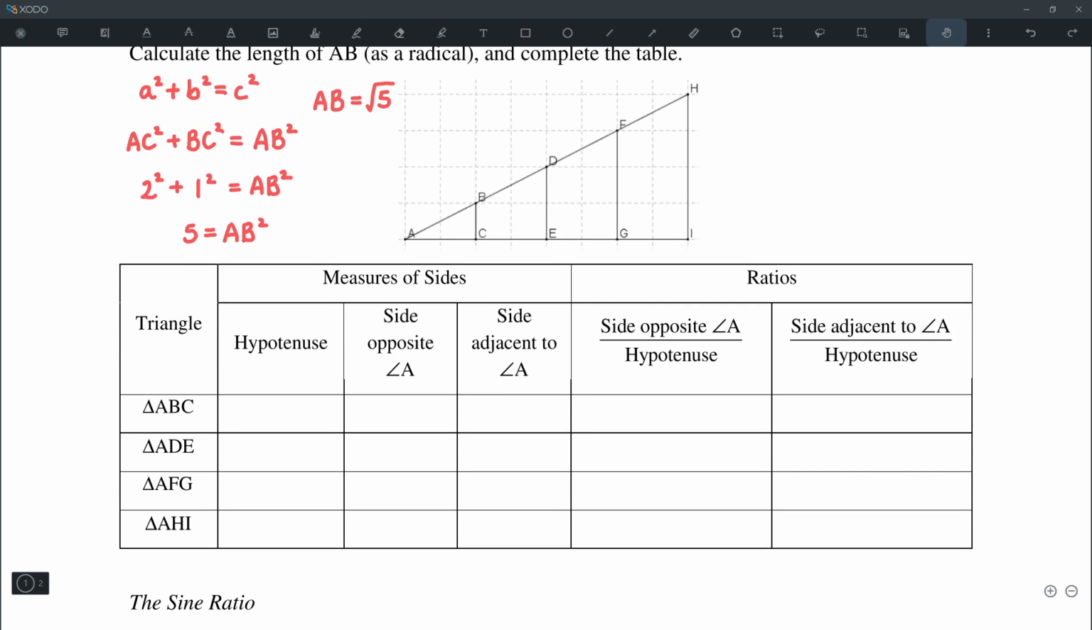So the hypotenuse for the triangle ABC, which is length AB, is the square root of 5. For ADE, the next triangle, notice that we have square root 5 and then another square root 5, so that will be effectively just 2 times the square root of 5, or 2 root 5. Likewise, for AFG, we have 3 root 5. And finally, for AHI, it will be 4 root 5.